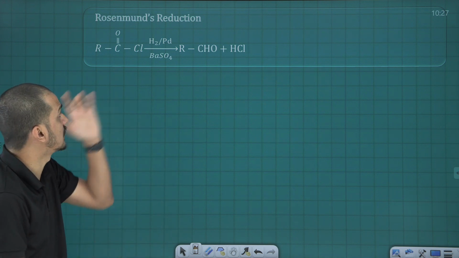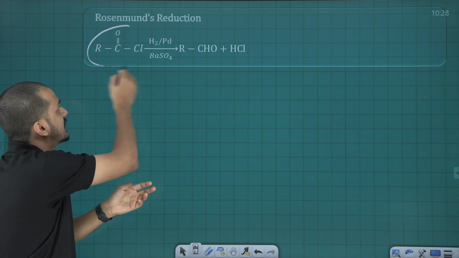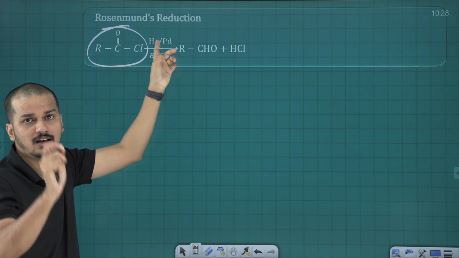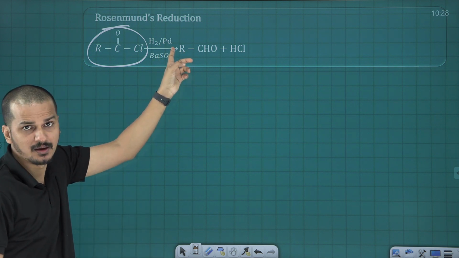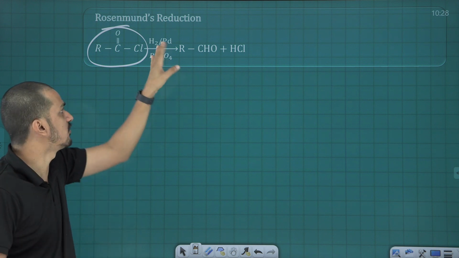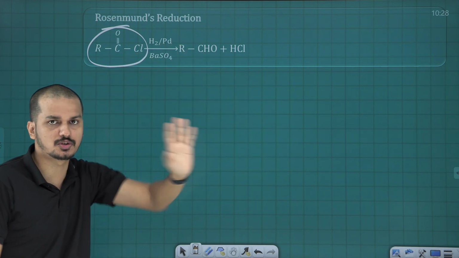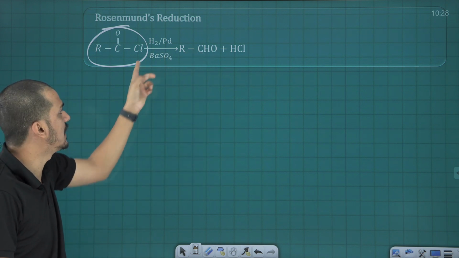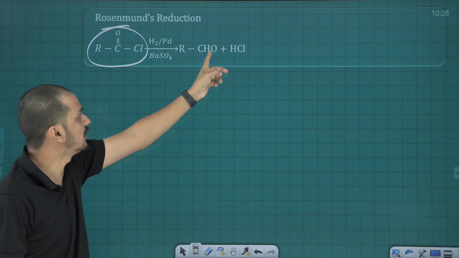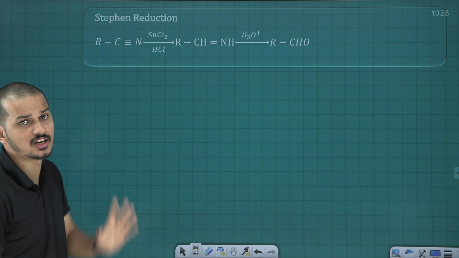Next one, Rosenmund reduction. Rosenmund reduction means you are preparing an aldehyde from an acid chloride by reduction, in the presence of hydrogen, and hydrogen we usually store in palladium. But what's the role of BaSO4? BaSO4 is used as a poison, because if BaSO4 is not there, this RCHO will again be reduced to alcohol. To stop at the aldehyde, we need BaSO4. So acid chloride in the presence of hydrogen gives aldehyde. That is called Rosenmund reduction.